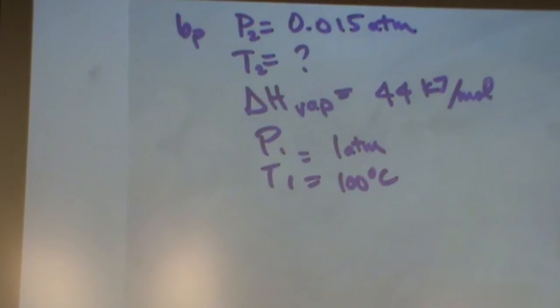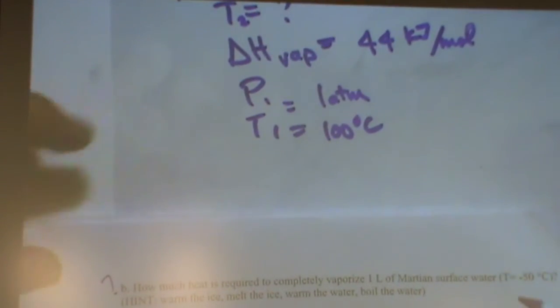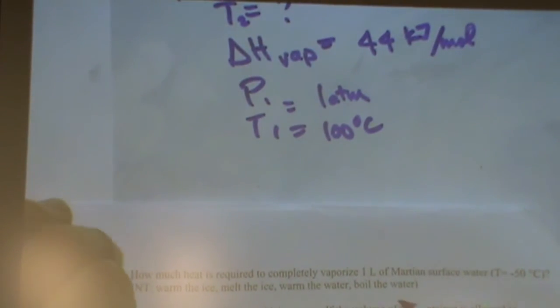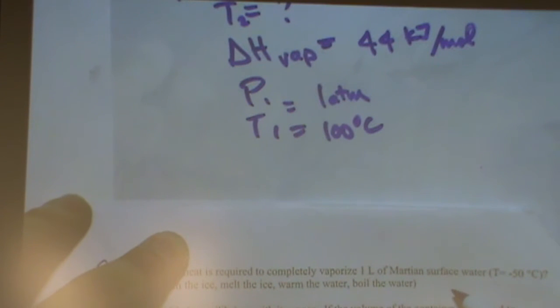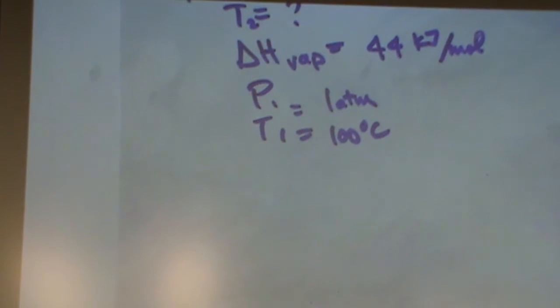Who asked it? Oh, you're up there. Do you want me to write out the Clausius-Clapeyron and then you can solve it, or you got it now? Okay, you part B, right? Okay. Part B. So Clausius-Clapeyron, etc. All right, part B. How much heat is required to completely vaporize 1 liter of Martian surface water? And temperature is -50. Okay, what was the answer to part A? Did I give that in here?